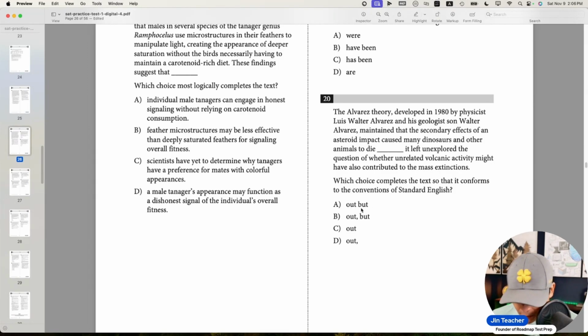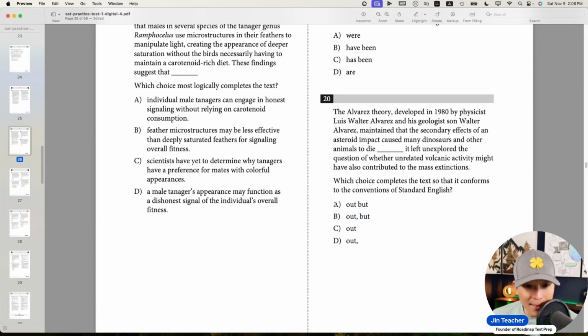So now if I continue to read, it says, but it left. Okay, so in my mind, I notice a new sentence appearing because it is a subject and left is a verb, right? So it left unexplored the question. I have a new independent clause. So I already know what the answer is here to the question. I already know that the correct answer is going to be B.